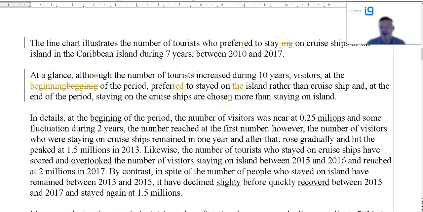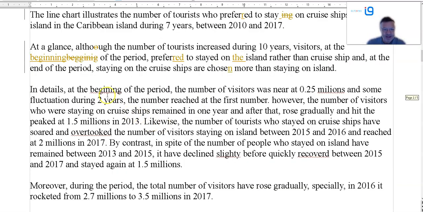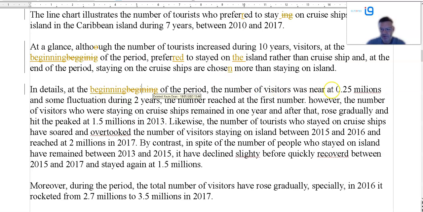So again, this is a bit of a jumble. So it's not clearly identifying those key trends, which is everything going up. Really, that's it. That's all that you've got to do. In details, at the beginning of a period, the number of visitors was near at, well, you could say about, around, approximately. Okay, they're better words. There's some fluctuation or fluctuations during 2 years. The number reached at the first number. I'm not even sure what that means. The number reached at the first.